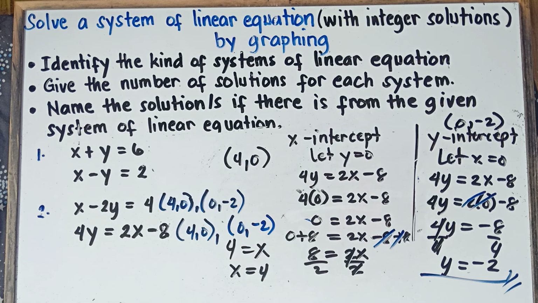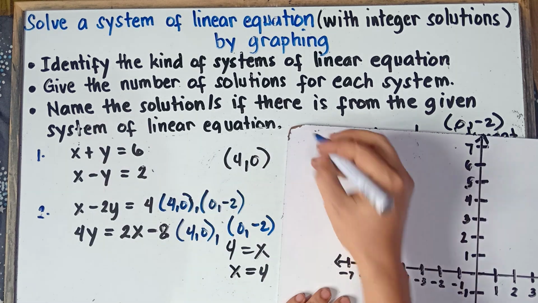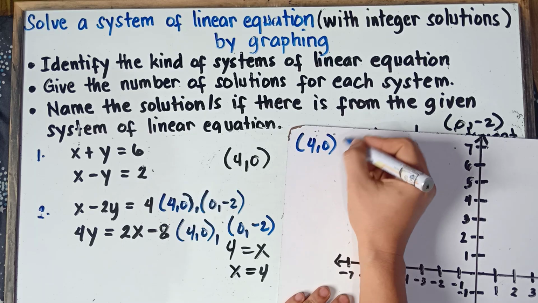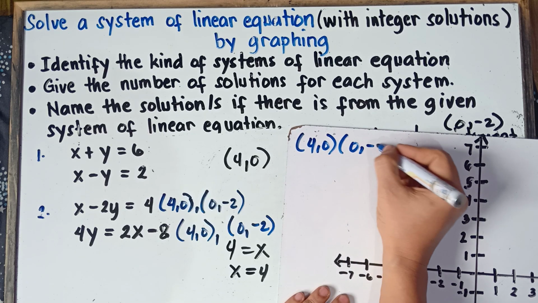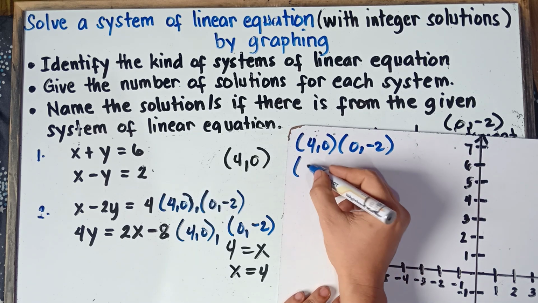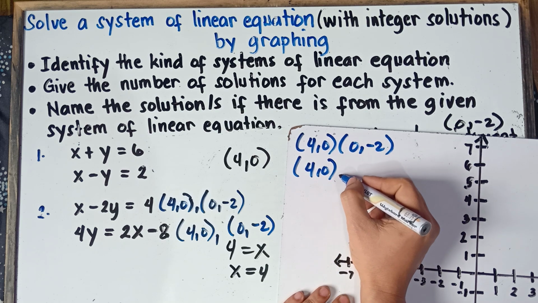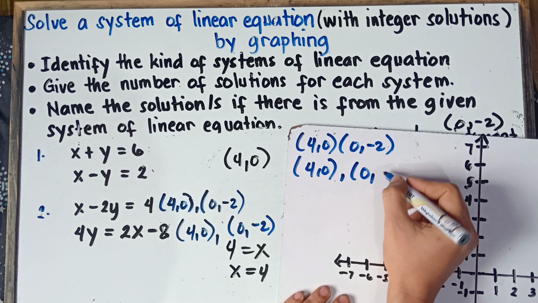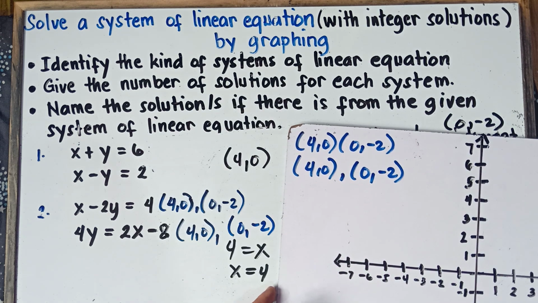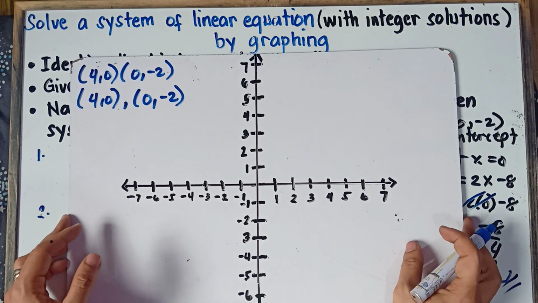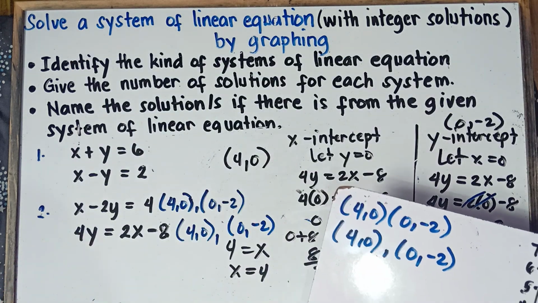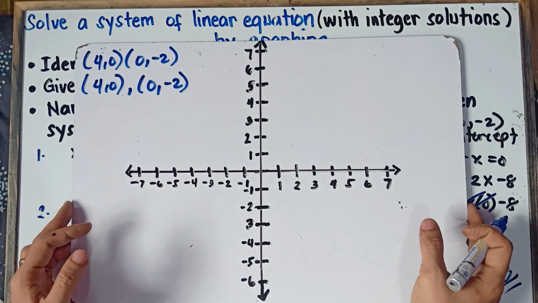Alright, now once you have that one class, simply plot this one class on the Cartesian plane and then you're all set. Let me just copy that one: 4, 0 and 0, negative 2. The other one, we have 4, 0, same, and then 0, negative 2. So therefore, 4, 0 and then 0, negative 2. They have the same ordered pair.